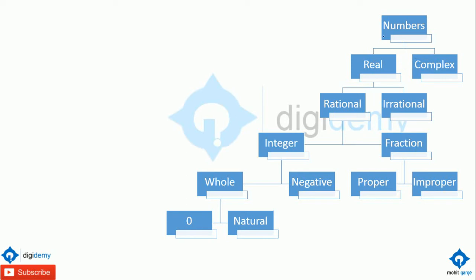So let's see how the numbers are classified. Numbers are basically classified into two parts: real numbers and complex numbers. We'll see the complex numbers later on in the other tutorial. We'll see why the complex numbers were created and what is their exact use. So for now, we'll see the real numbers. Real numbers are basically any number from minus infinity to plus infinity. It could be a fraction, it could be negative number, it could be integer, anything. So these are all real numbers.